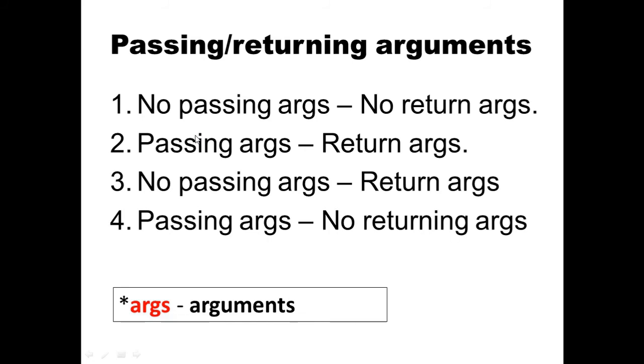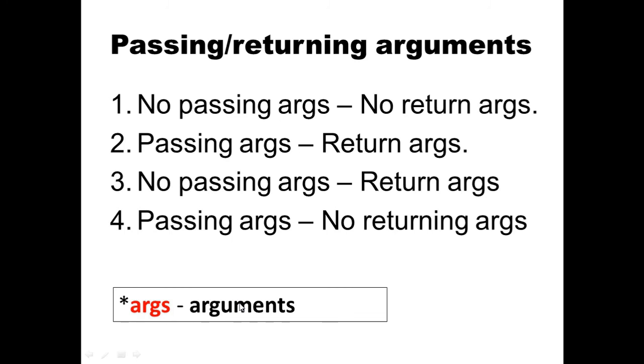Okay, so the first one is no passing argument, no returning argument. The second one is passing argument, then returning argument. Third, no passing argument, returning argument. Fourth, passing argument but no returning argument. Here I am taking 4 arguments. See here in the box also I have written it for vocabulary. Okay, so move to the next slide.